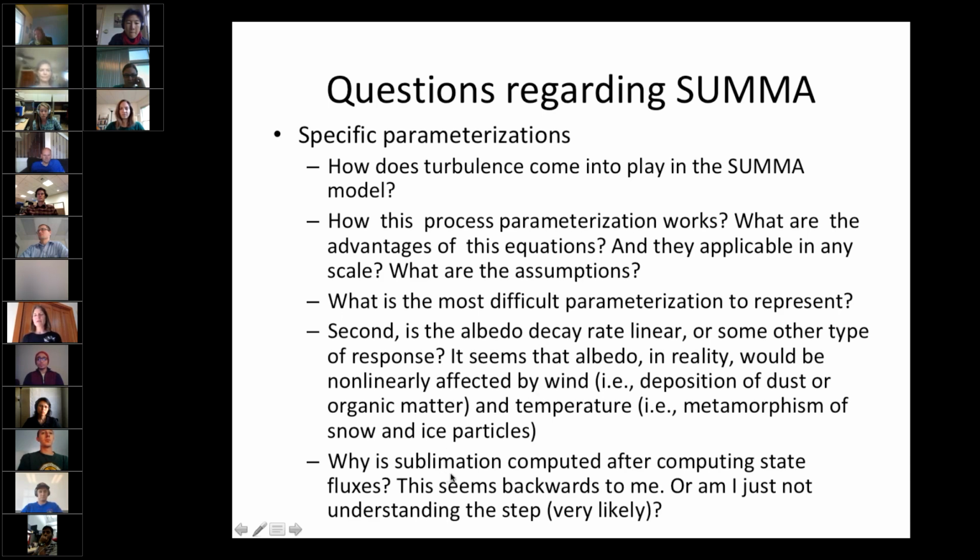Why is sublimation computed after computing the state fluxes? I'm not sure exactly why. I think one of the points of the paper was that, in addition to doing the time stepping scheme, a big choice you have to make in modeling is the order of operations. In which order are you going to do different things? And I think the idea with the sublimation was to do the energy flux first and then do the mass flux second. But I'm not sure exactly why. I would have to ask Martin why he made that decision.